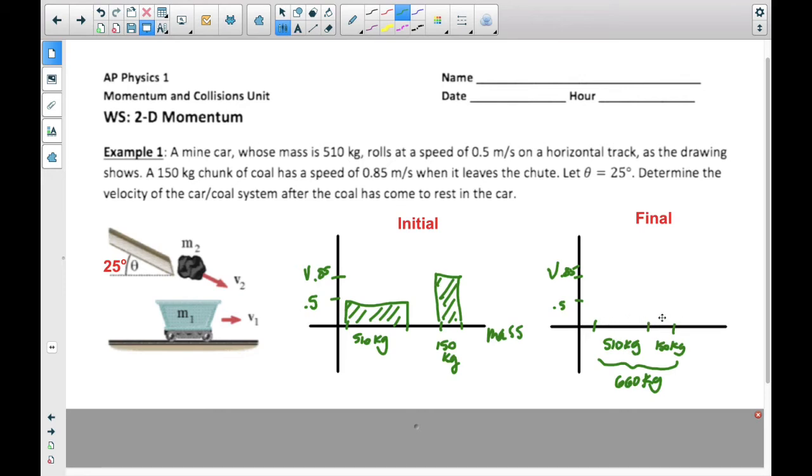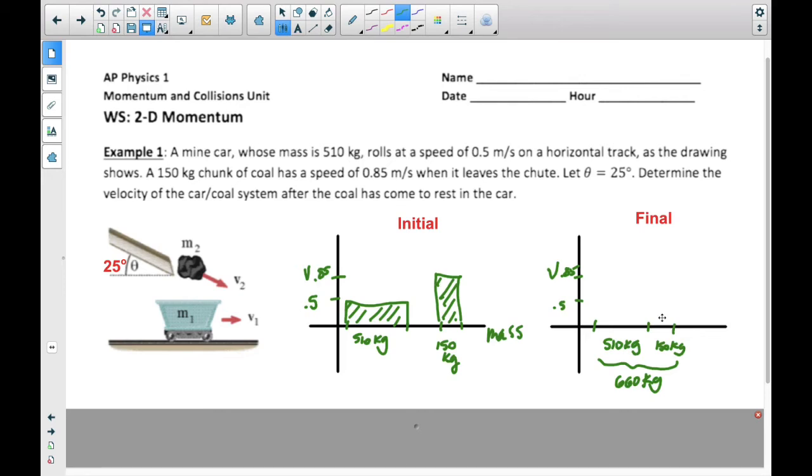Well, what do you think? Is it going to go in the positive direction or the negative direction? Well, it has to keep going in the positive direction because both items are going in the positive direction. So it's going to go in the positive direction. Think about, is it going to make that cart slow down, or is it going to make the cart speed up?